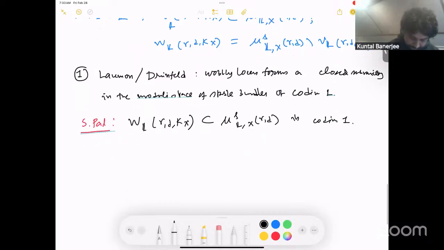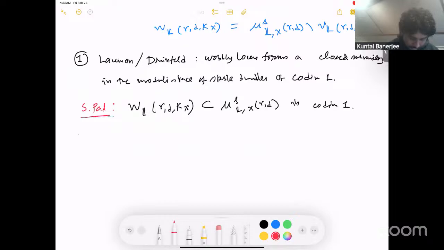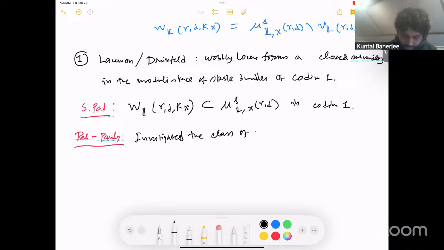And Pauly, Christian Pauly, together investigated the class of wobbly divisors in the Picard variety.